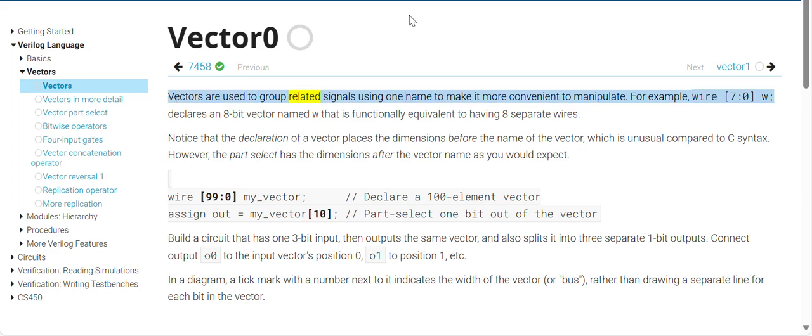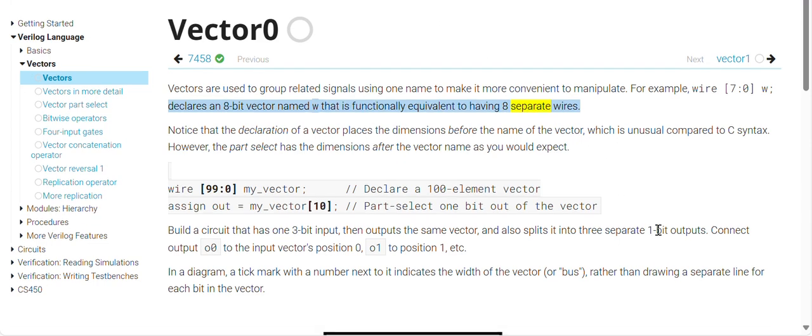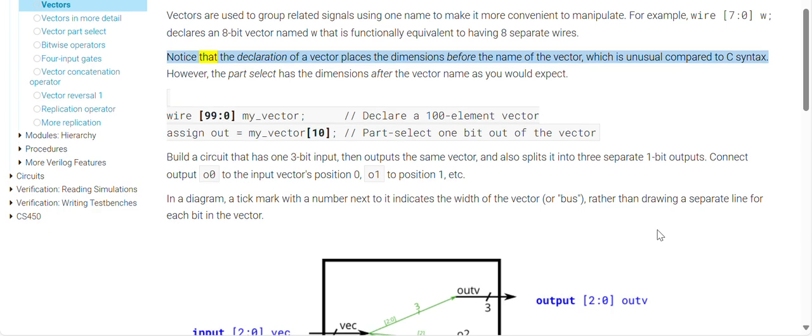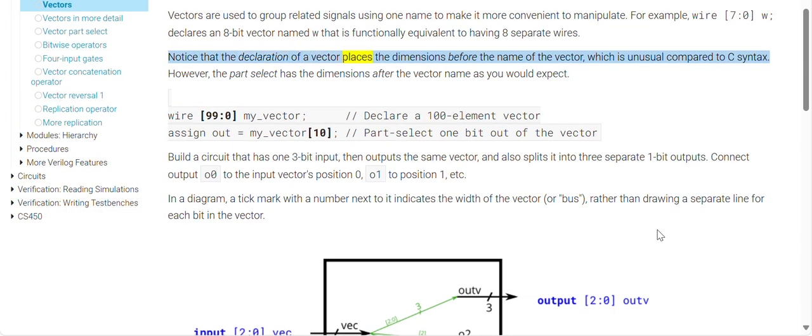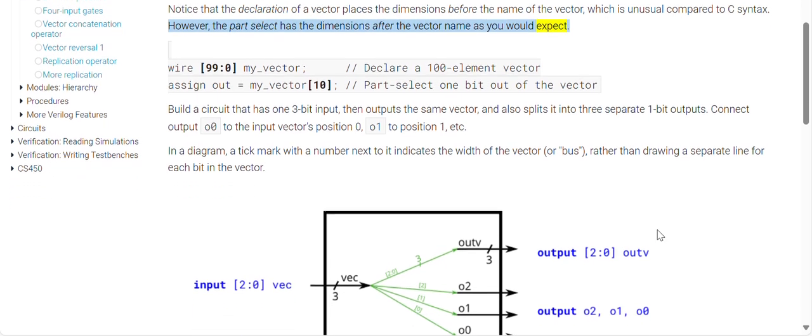Vectors are used to group related signals using one name to make it more convenient to manipulate. For example, wire [7:0] w declares an 8-bit vector named w that is functionally equivalent to having 8 separate wires. Notice that the declaration of a vector places the dimensions before the name of the vector, which is unusual compared to C syntax. However, the part select has the dimensions after the vector name as you would expect.